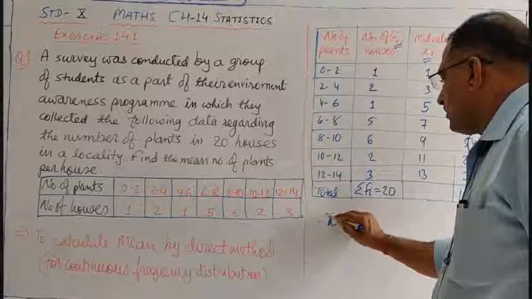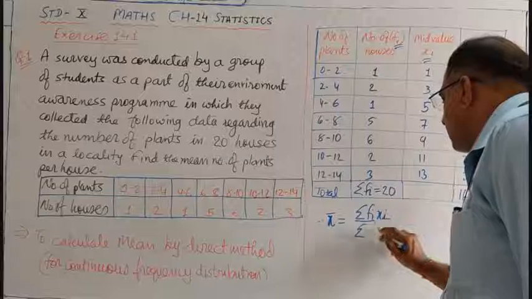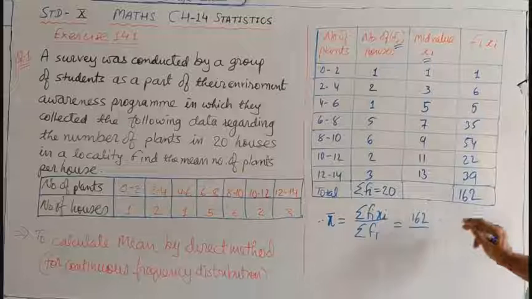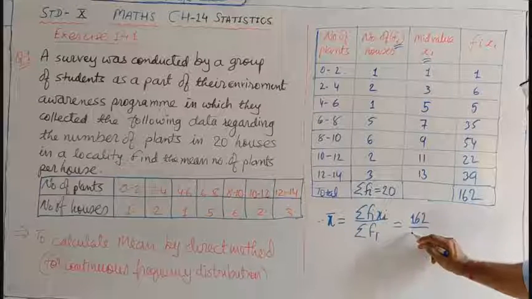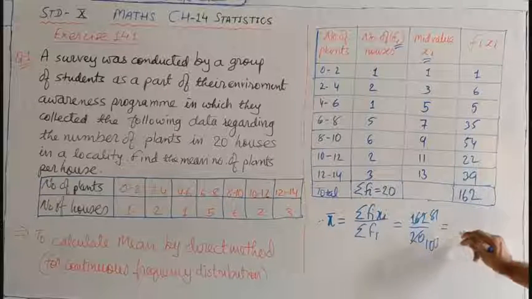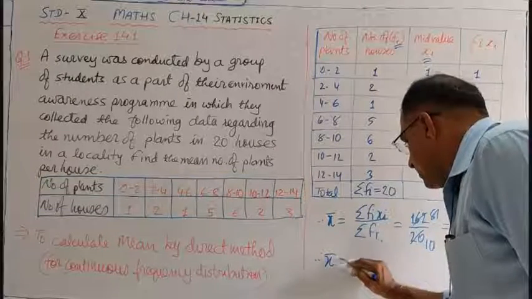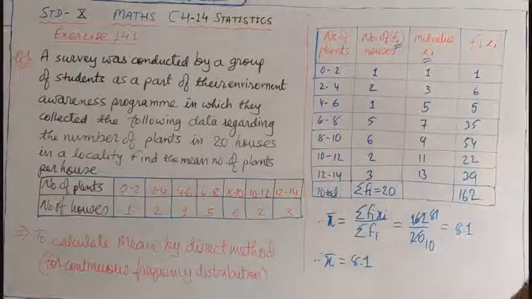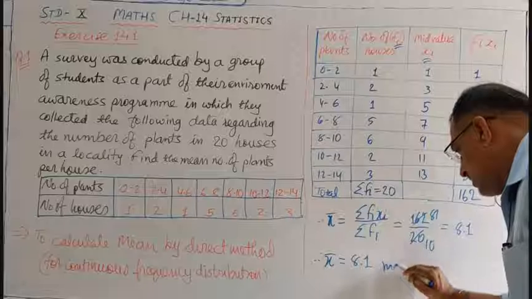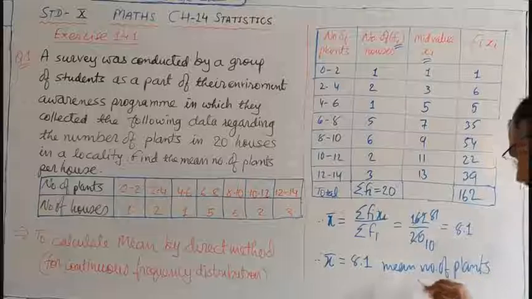Therefore, mean is equal to sigma fi xi by direct method upon sigma fi. So now here, what is sigma fi xi? That is 162 divided by, what is the sum here? 20. So now cutting the common ones, 2 tens are 10, and here 2 eighty-ones are 162, we will get 81 by 10, and that is 8.1, and therefore we say x bar is equal to 8.1. So here what is 8.1? 8.1 is the mean number of plants per house. That is mean number of plants per house.